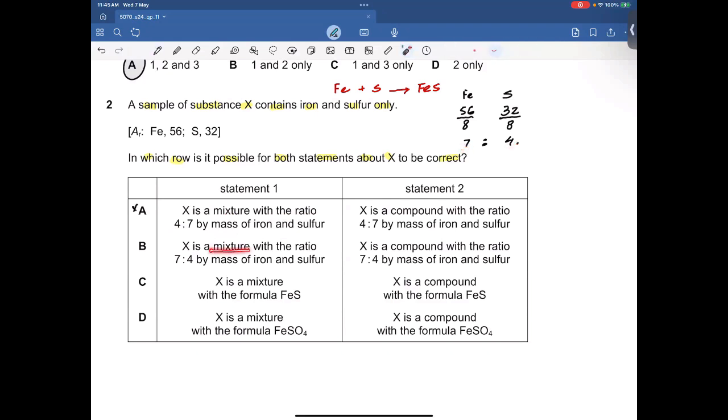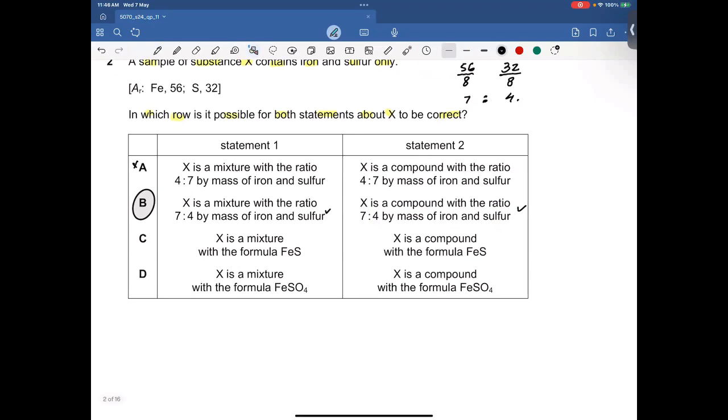Option B, X is a mixture with the ratio 7:4 by mass of iron and sulfur. That's right. X is a compound with the ratio 7:4 by mass of iron and sulfur. Obviously, when iron(II) sulfide is formed, this iron(II) sulfide is a compound, and this compound also has the same ratio, which means this statement is also correct. And therefore, B is going to be the right answer.